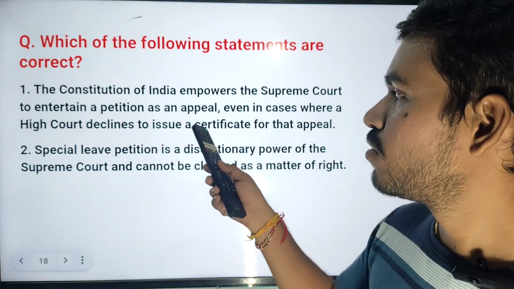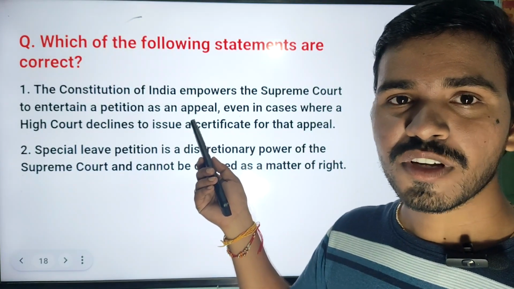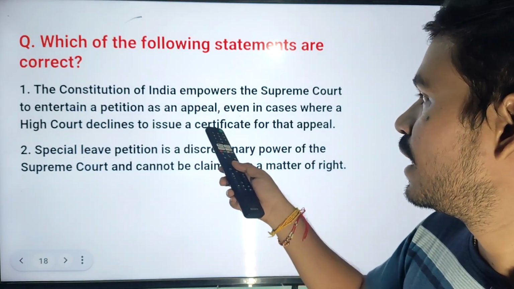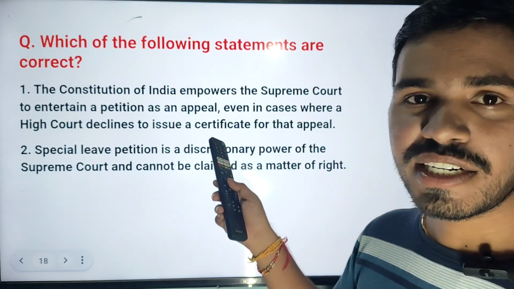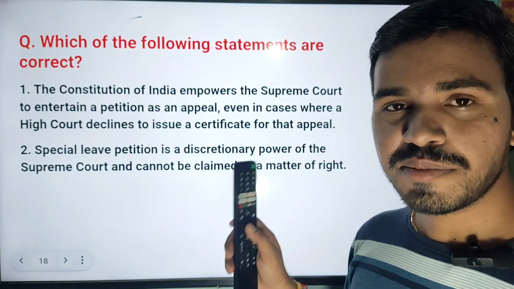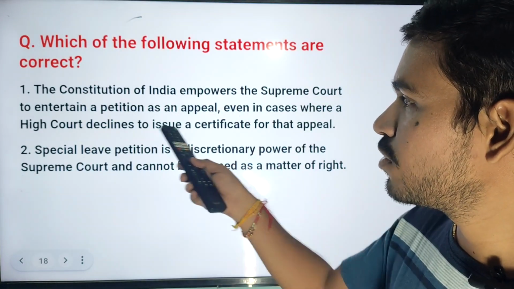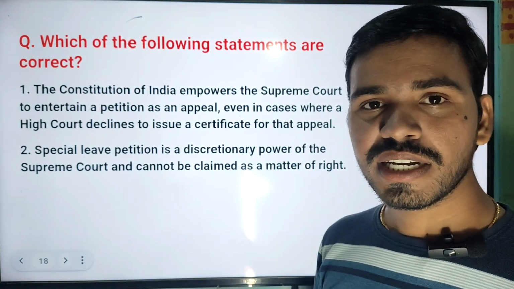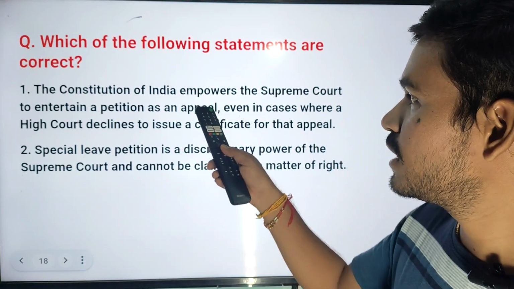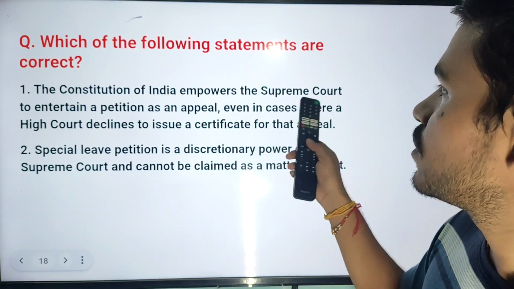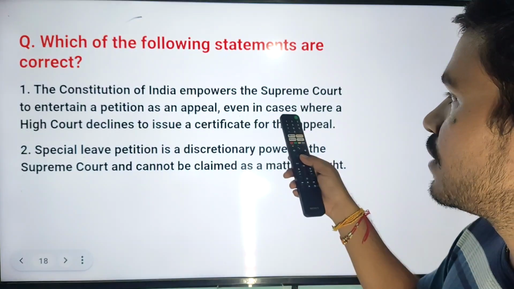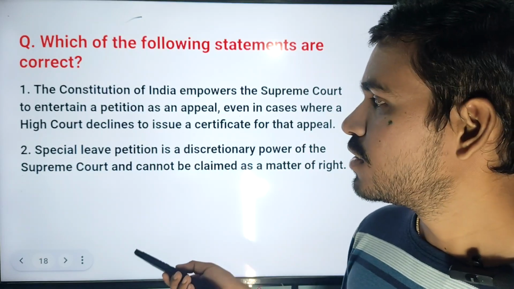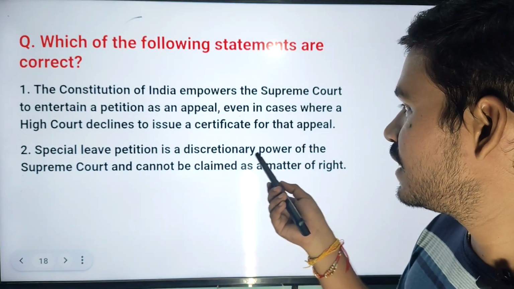We cannot go directly to the Supreme Court to appeal any judgment given by the High Court. The High Court needs to give a certificate, but is it mandatory in every case? No. In some specified cases, even though the High Court declines to issue a certificate for that appeal, the Supreme Court can still take that case. So this statement, that the Constitution empowers the Supreme Court to entertain a petition as an appeal even where a High Court declines to issue a certificate, is correct.